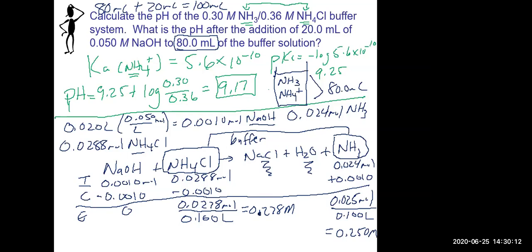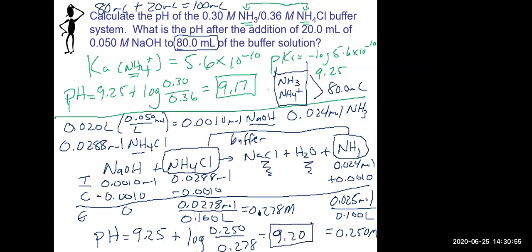And now, because it is still a buffer, you again could have two ways to do it. You can either ice table it, or again, the easier move would probably be to go into your Henderson-Hasselbalch. So that's going to be pH equals 9.25, still the same K value as above, still really the same buffer. The log of our base, which is the NH3, which would be 0.25, divided by our acid, which is 0.278, and that would get us 9.20 as the pH at this point.